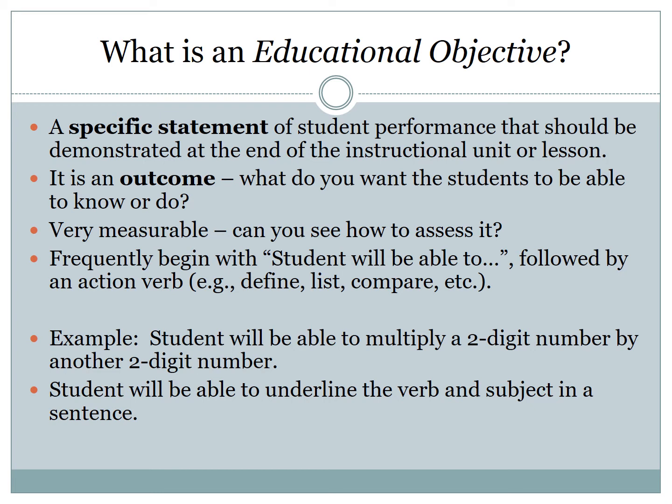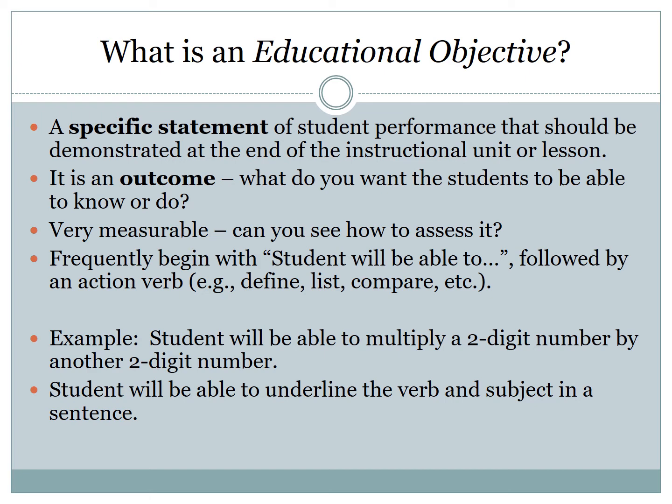And when you're writing an educational objective, it's good and helpful to start it with the words, student will be able to, and then follow that with an action verb. So student will be able to define the words, or will list 3 adjectives associated with colorful writing, for example. Student will be able to, you might sometimes see abbreviated as SWBAT, and that just means student will be able to.